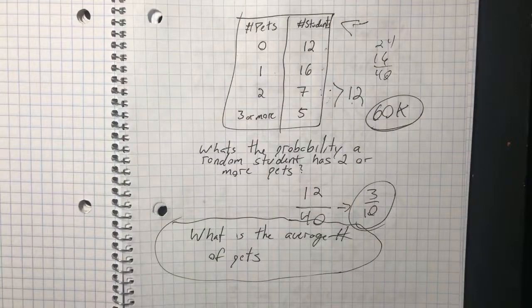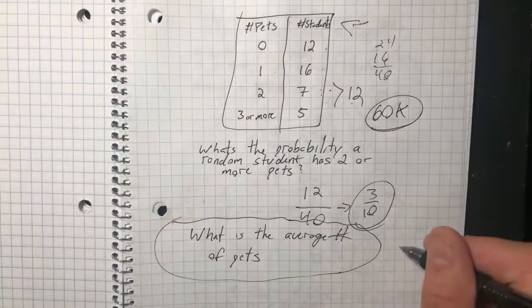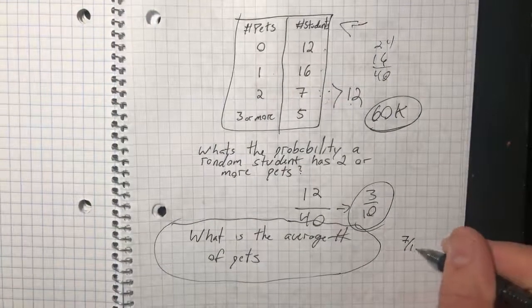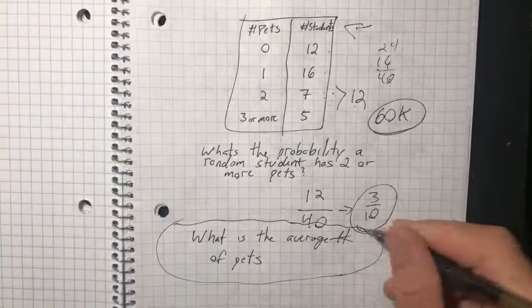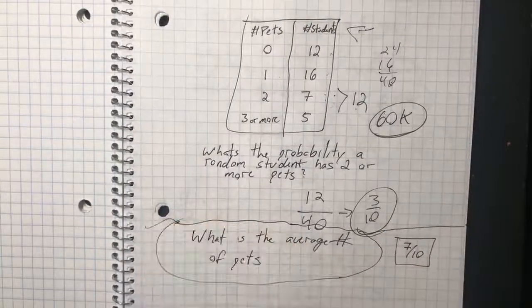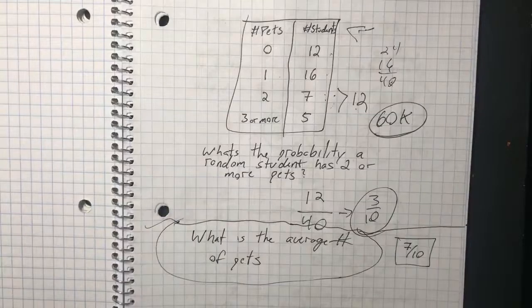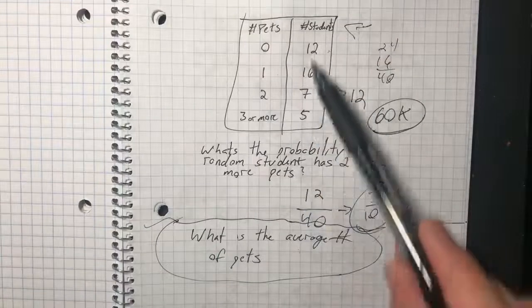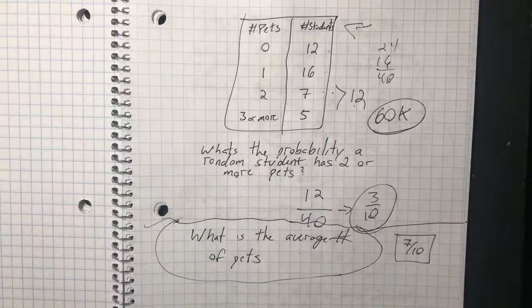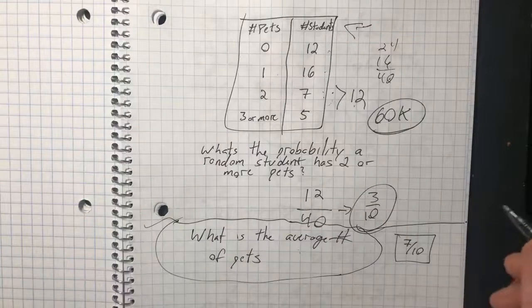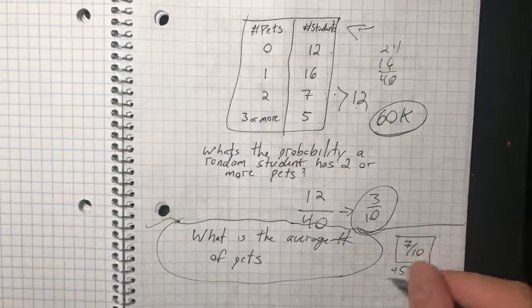Okay, keep in mind, I'm asking for the average. So by saying 7/10, you're saying the average is less than 1, which is fine. But we're not doing probability anymore. I actually don't know the answer to this question. What is the average number of pets in this classroom? What is the average? I don't know the answer to this. 45 out of 40. Okay.